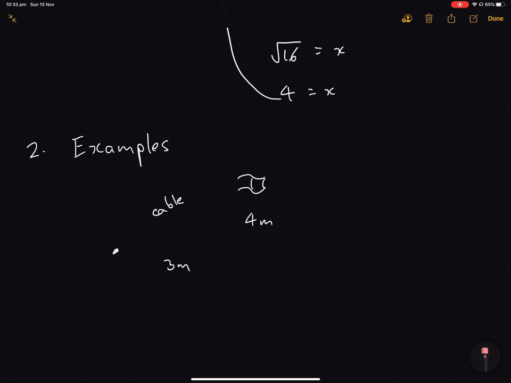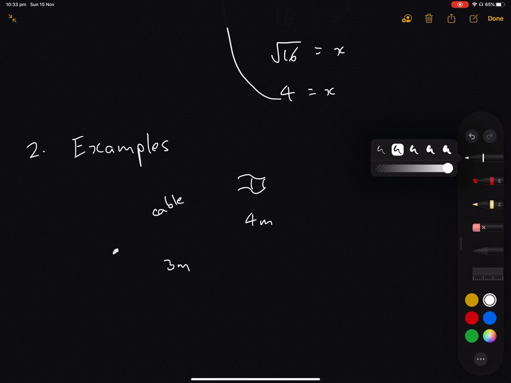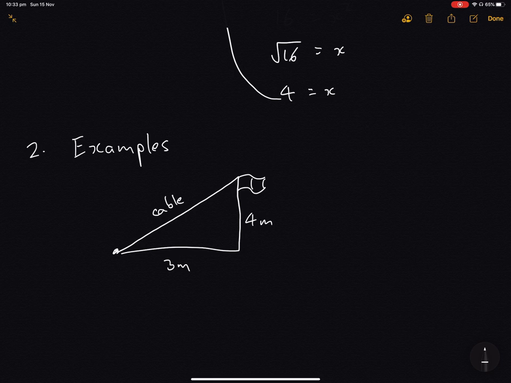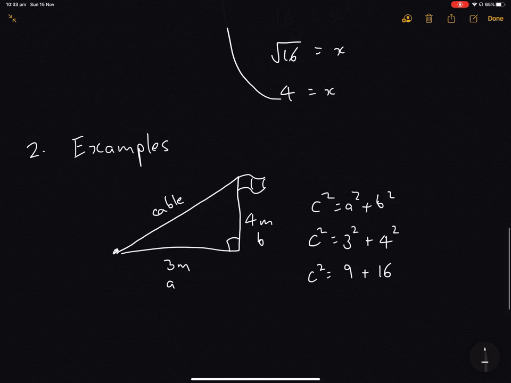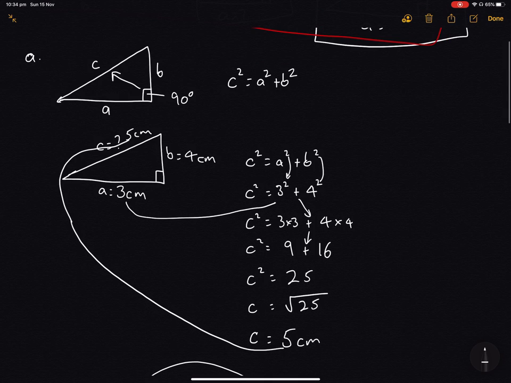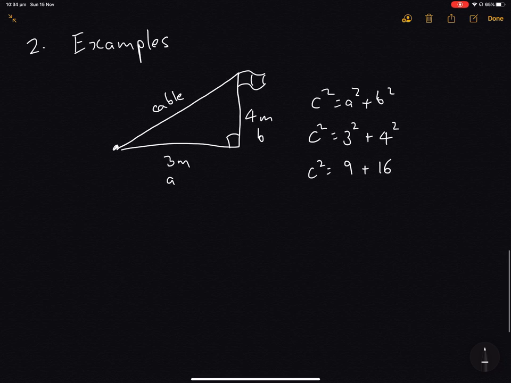So that's when you draw your triangle, and then you'd say, okay, let's use Pythagoras theorem. C squared is equal to A squared plus B squared. The cable C squared is equal to, let's call this A, let's call this B. A, which is 3 squared, plus B, which is 4 squared. C squared is equal to 9 plus 16, right? Which is similar to the example we had in the first one. If you go here, C squared is equal to 3 squared plus 4 squared. So c squared is equal to 25. C is equal to 5 meters. So you'll say the cable length is 5 meters.